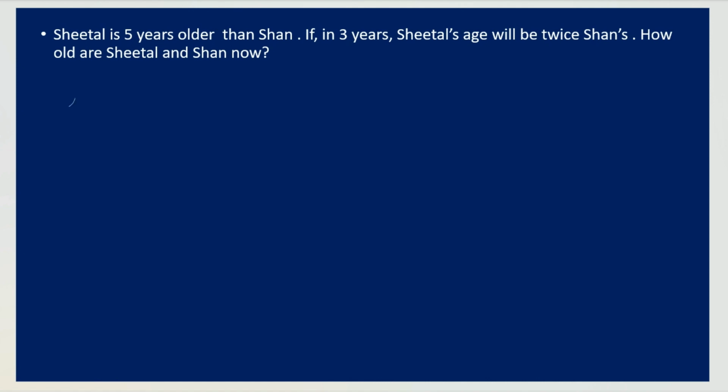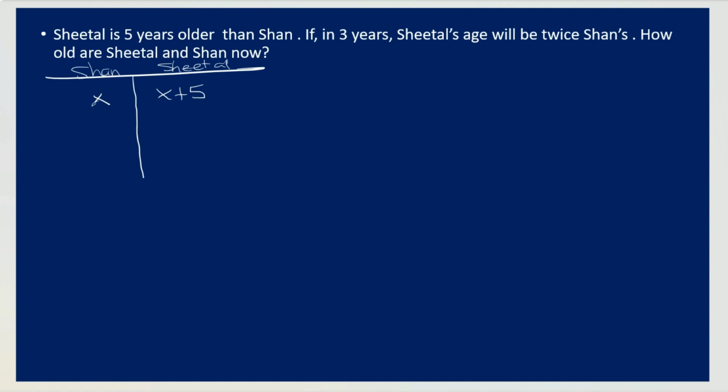So this is going to be Sean's age, and this is going to be Sheetal's age. For Sean, we'll say his age is X. And then Sheetal: here it says Sheetal is 5 years older than Sean. That must mean X plus 5. So 5 years older than Sean, and that's what we get here.